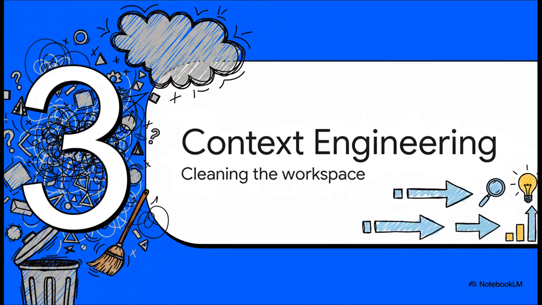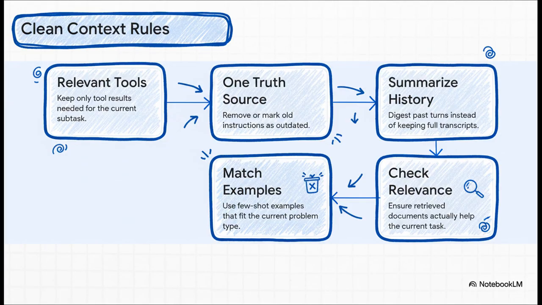So, after all that doom and gloom, you're probably thinking the fix must be super complex. But it's not. The solution isn't a fancier, more expensive model. It's a smarter, more disciplined practice called context engineering. It's about tidying up. And honestly, the rules for a clean workspace are just common sense. Only keep the tool results you need for the job you're doing right now. Have one and only one source of truth for your instructions. Summarize what's happened in the past, don't keep the whole novel. And make sure your documents and examples actually match the task. It's not rocket science, it's just being intentionally tidy.